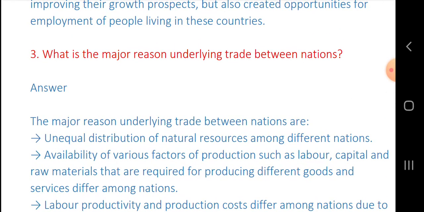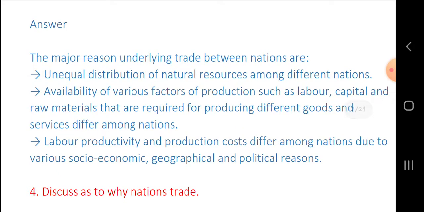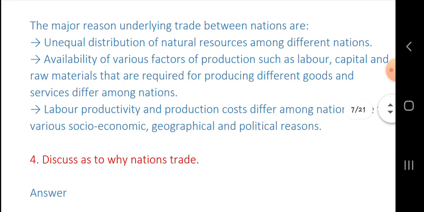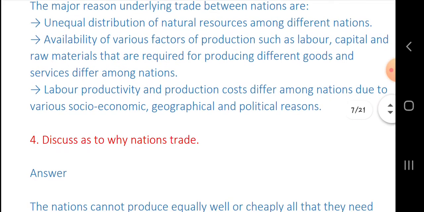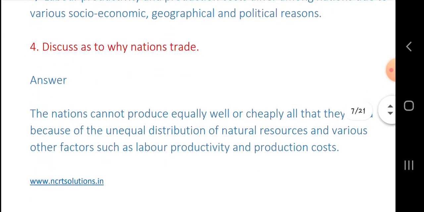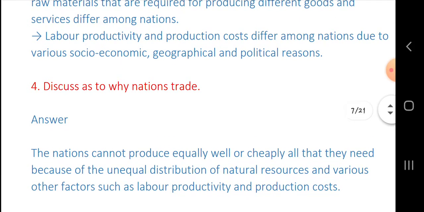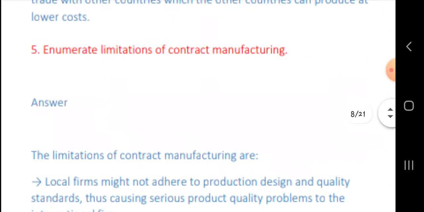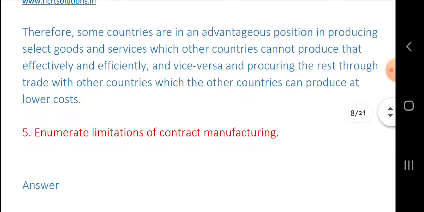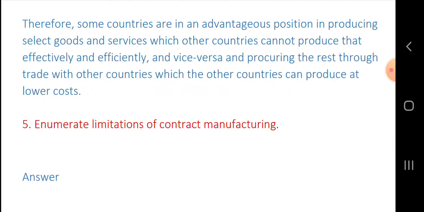Let us know what the major reason is for trade between nations. Unequal distribution of natural resources among different nations, availability of various factors of production such as labor, capital, raw material and other things, and labor productivity and production costs differ among nations due to various socio-economic, geographical and political reasons. So let us know why nations trade. Nations cannot produce equally well or cheaply all that they need because of the unequal distribution of natural resources and various other factors such as labor productivity and production cost. Therefore, some countries are in an advantageous position in production and select goods and services which other countries cannot produce.